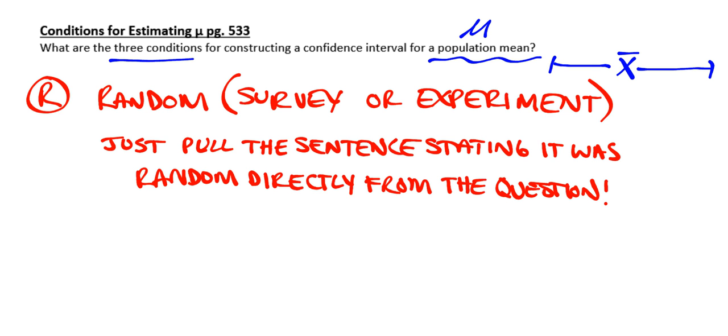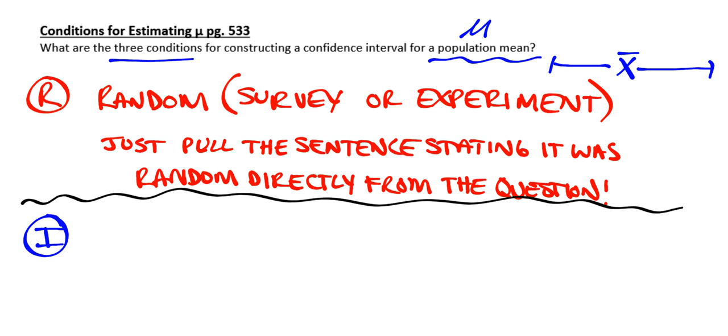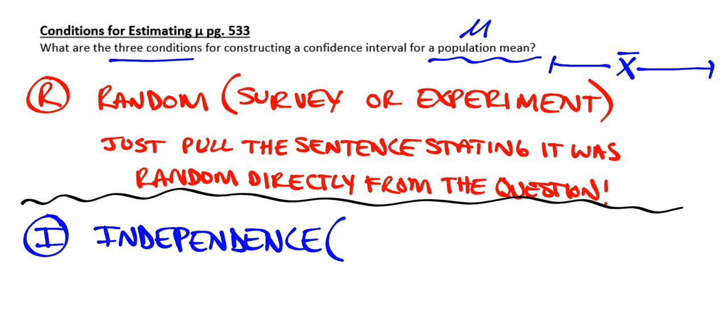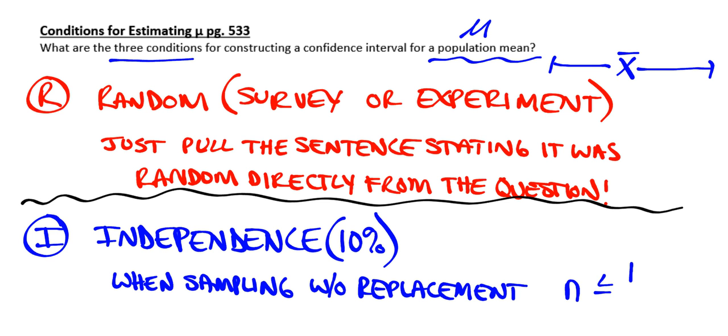Next would be the independence condition. The independence condition is also known as your 10% condition. This is very important when you're sampling without replacement because you need to make sure you're not sampling too much of that population. So you want your sample size n to be less than or equal to 1/10 the population size.